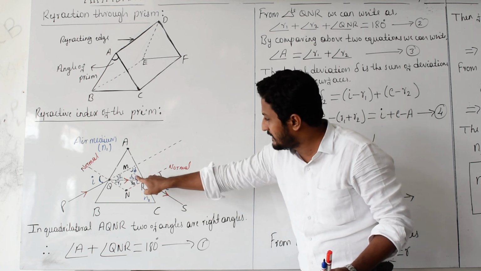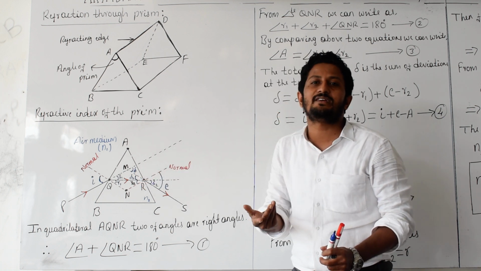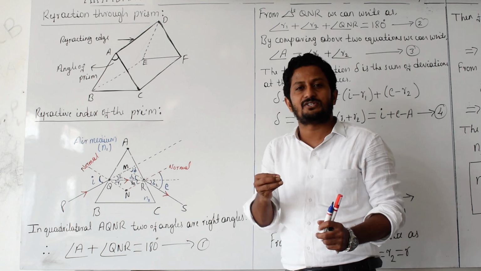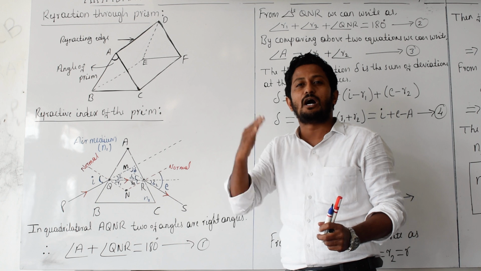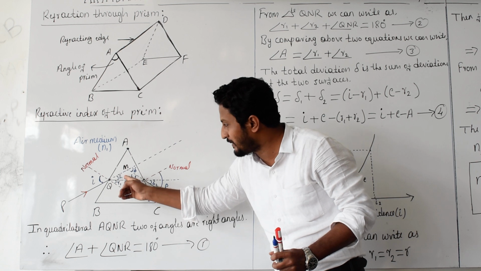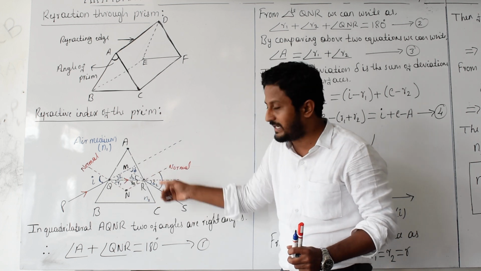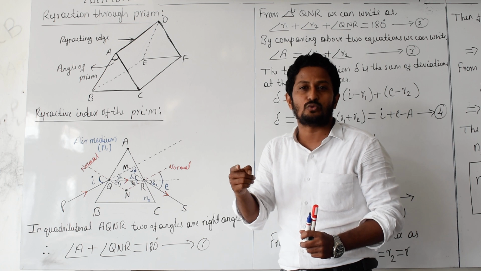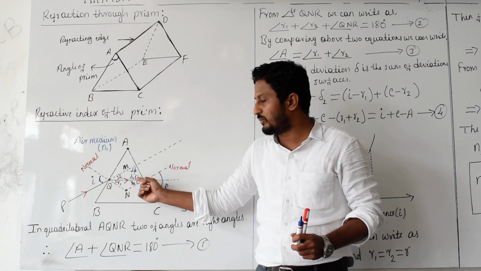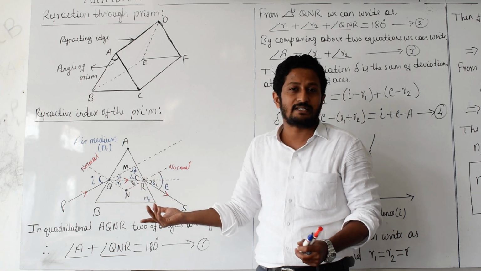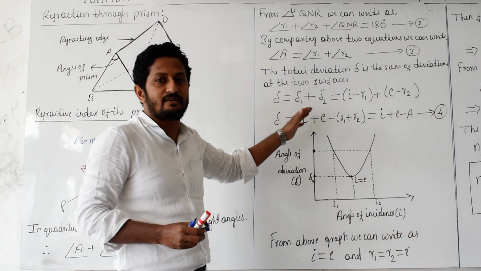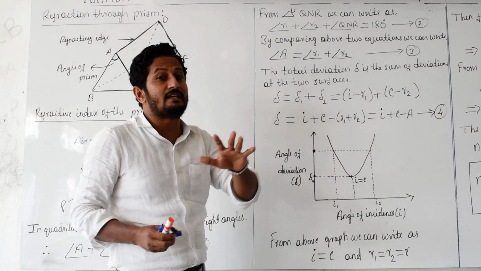Getting what I mean to say? That total deviation delta is equal to the sum of deviations suffered by the light on both surfaces. How much did it suffer on the first surface? It suffered delta 1, and on the second surface it suffered delta 2. I mean the total deviation delta is equal to delta 1 plus delta 2. See here, I have written that: the total deviation delta is equal to delta 1 plus delta 2.